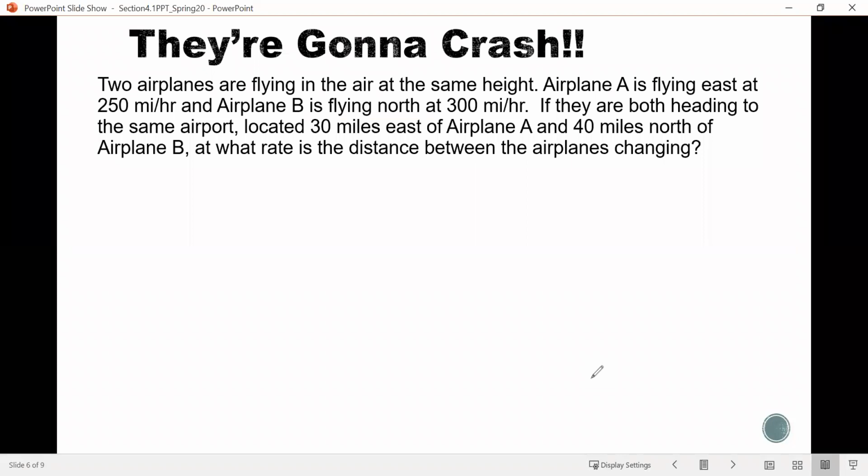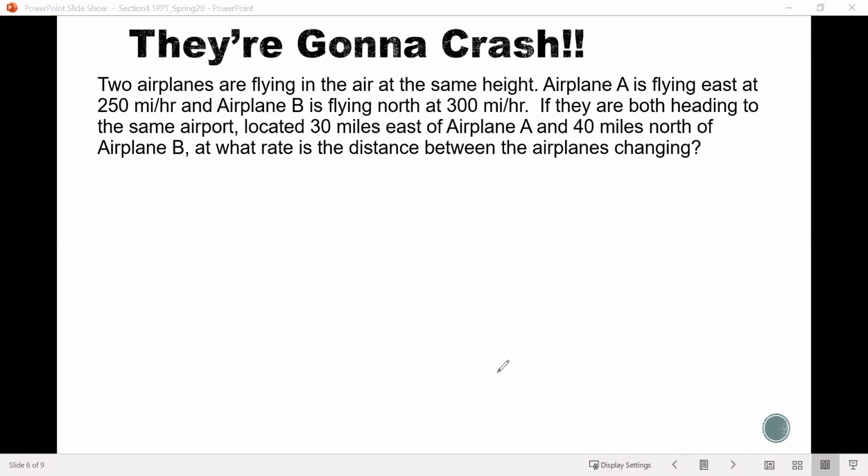So we have two airplanes that are flying in the air at the same height. The first one, airplane A, is flying east at 250 miles an hour, and airplane B is flying north at 300 miles per hour. They're both heading to the same airport, which is located 30 miles east of airplane A and 40 miles north of airplane B. And they want us to figure out at what rate the distance between the airplanes is changing. Okay, so let's take a look at this.